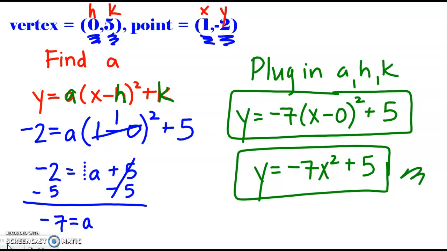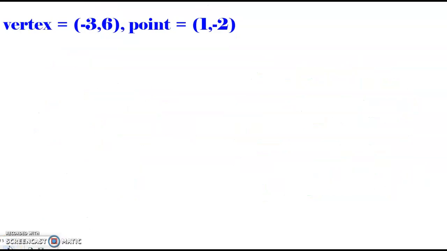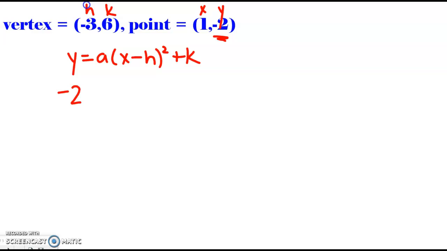All right, let's look at one more. So again, vertex (-3, 6). We know our vertex is (h, k), point is (x, y). First thing we do is find a. So y equals a, x minus h, quantity squared plus k. I just keep writing it and saying it to help you memorize it. So y is -2 equals a times x is 1 minus h is -3, so minus -3 makes it go plus 3, quantity squared plus k is 6.